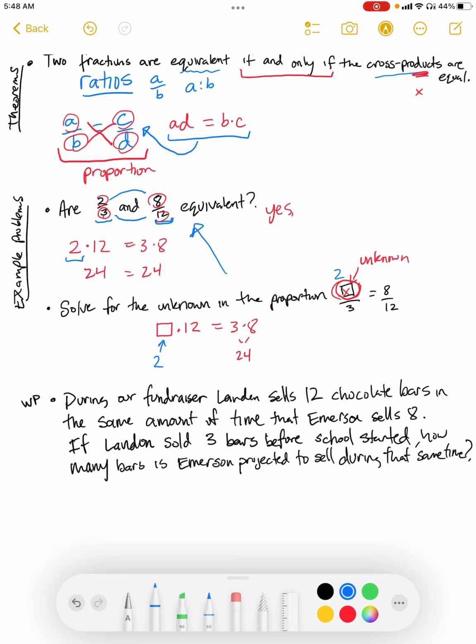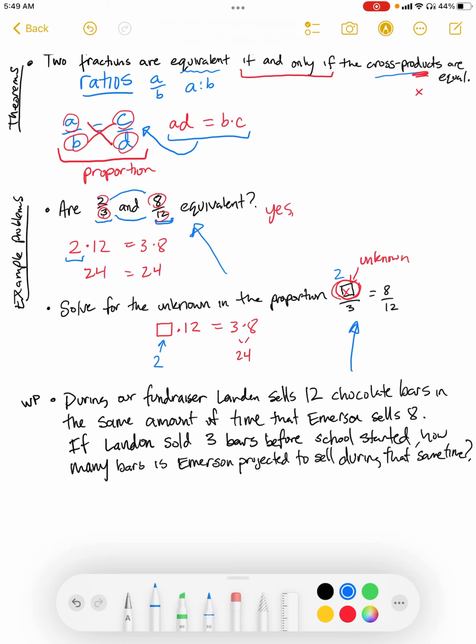During our fundraiser, Landon sells 12 chocolate bars in the same amount of time that Emerson sells 8. If Landon sold 3 bars before school started, how many bars is Emerson projected to sell during that same time? There are many ways to set this proportion up, and in fact, we could read through it and make this connection and get the same proportion as we had above.